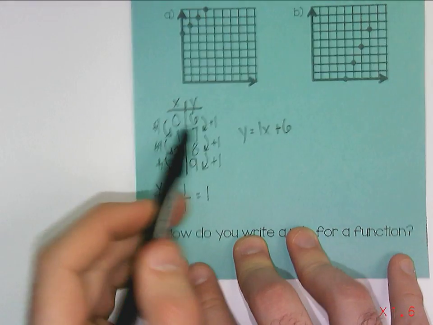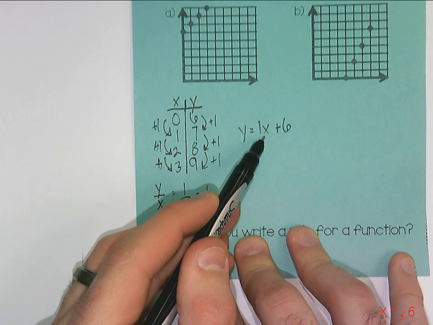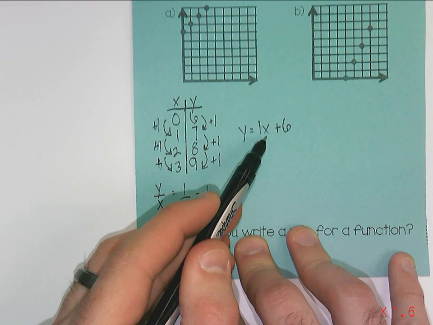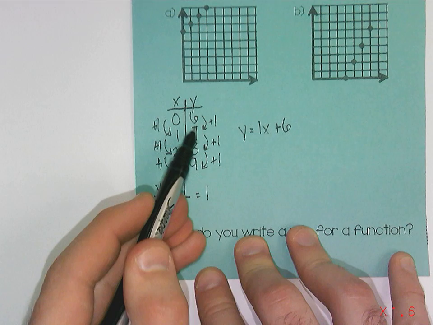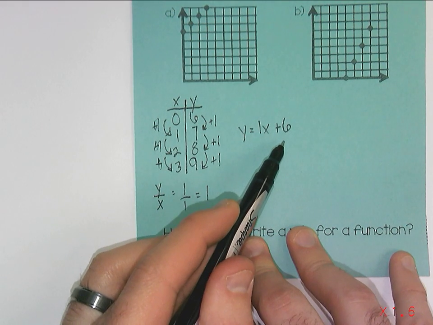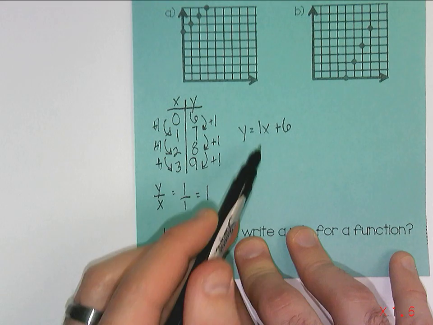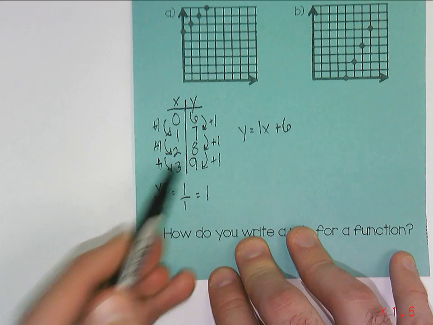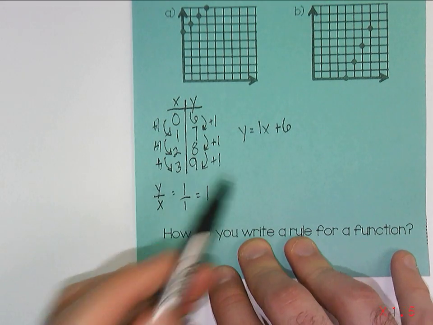Now we can plug those in again just to test it. If I put 0 in for x, 1 times 0 is 0. Add 6, I get 6. That worked out. If I put 1 in, 1 times 1 is 1. 1 plus 6 is 7. 1 times 2 is 2. 2 plus 6 is 8. And 1 times 3 is 3. 3 plus 6 is 9.